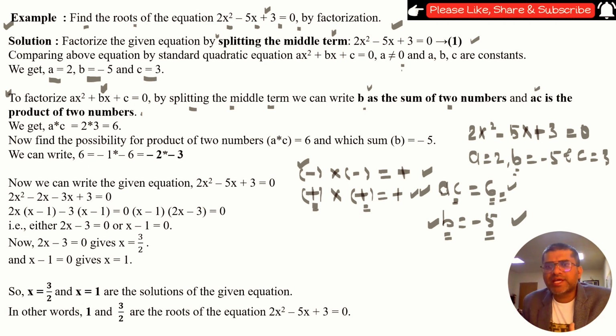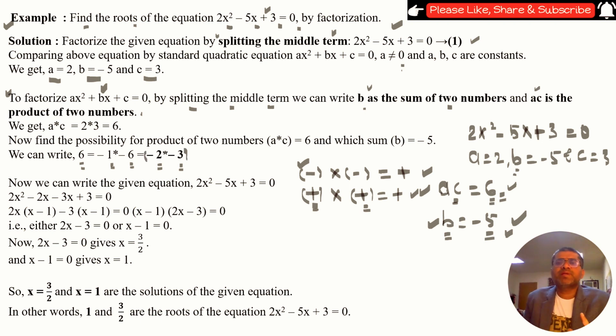How many ways can we write 6? We can write 6 as minus 1 multiplied by minus 6, or minus 2 multiplied by minus 3. Minus 1 and minus 6 add up to minus 7, which does not satisfy the condition. Now check the second: minus 2 and minus 3 add up to minus 5 and their product is plus 6. So this is the appropriate solution.